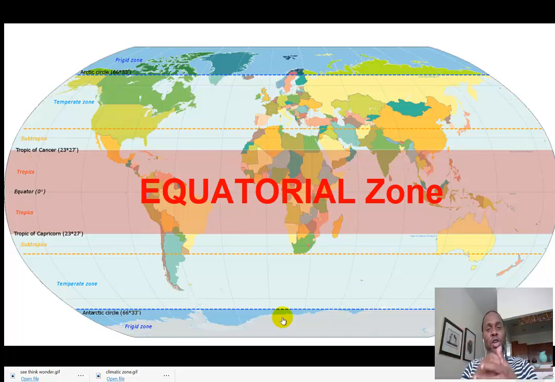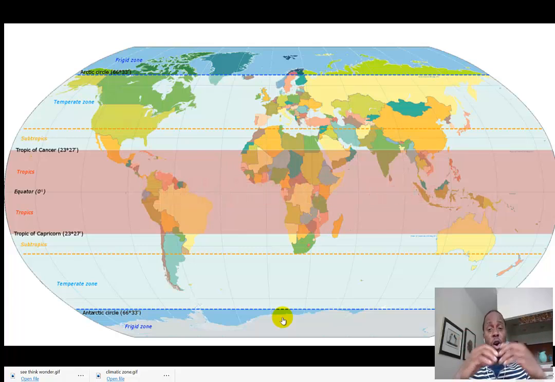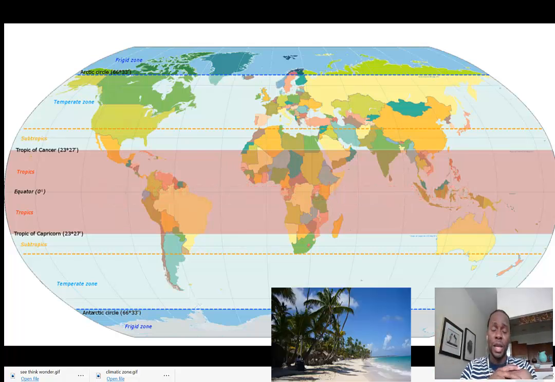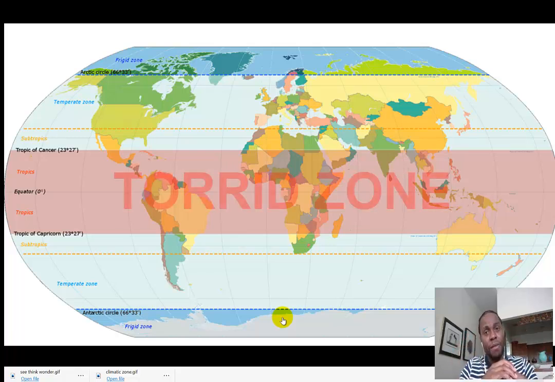Because there is so much heat and so much light intensity in this region, temperatures around these countries, or around this part of the world, are high all throughout the year. Whether it is summer or winter, regardless of the position of the Earth around the Sun, energy is always radiating towards this part of the Earth. So temperatures are high all year round in the tropical or equatorial zone. Because of this high temperature, some scientists named this zone the torrid zone.